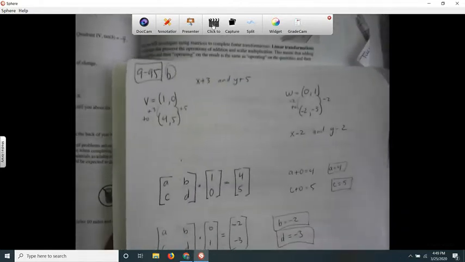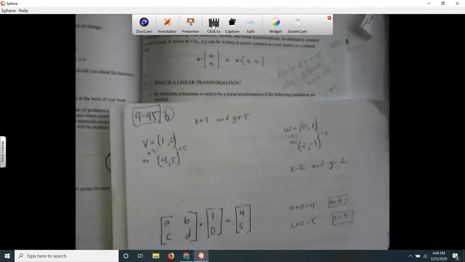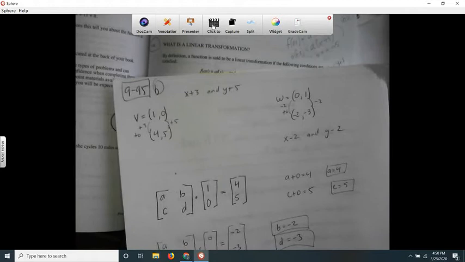Here's your Precal 9.2.1 lecture part 2. We left off on, we did 9-95A, so now this is 9-95B. It says, use the idea of multiplying a matrix by a column vector to write the matrix associated with the linear transformation that takes V from (1, 0) to (4, 5), and W from (0, 1) to (-2, -3). So I wrote all that down right here.